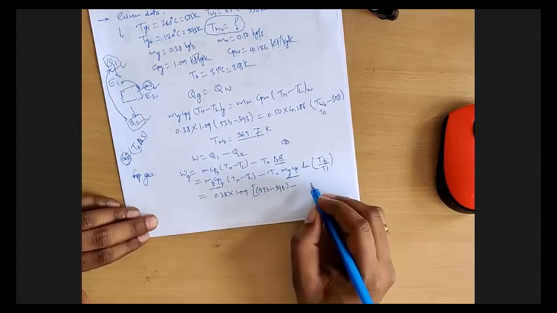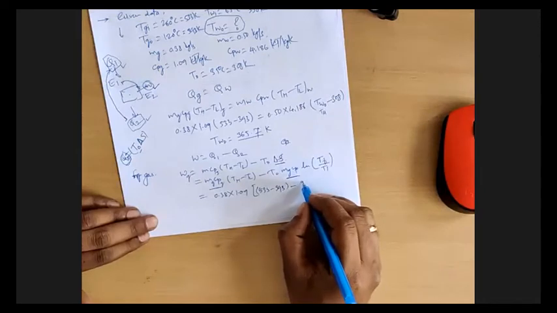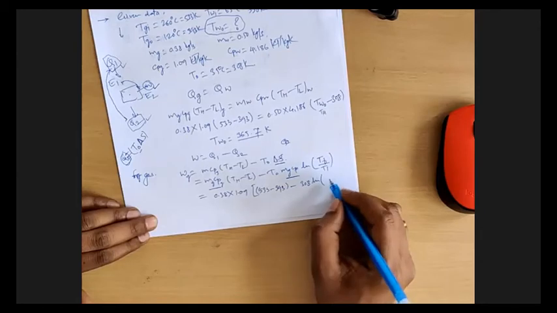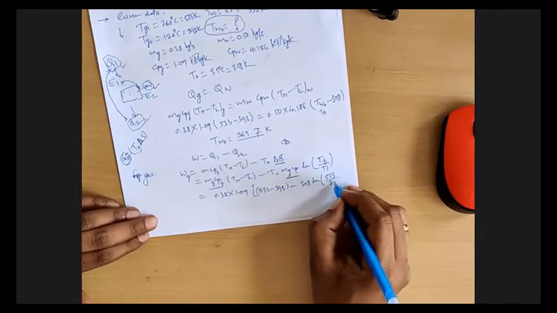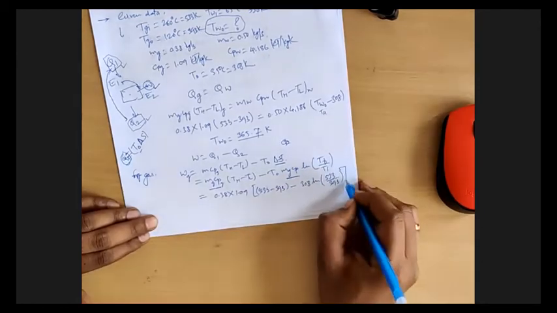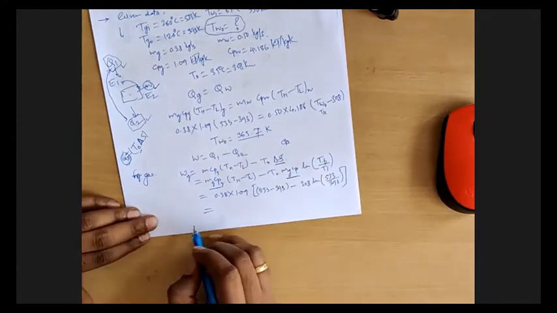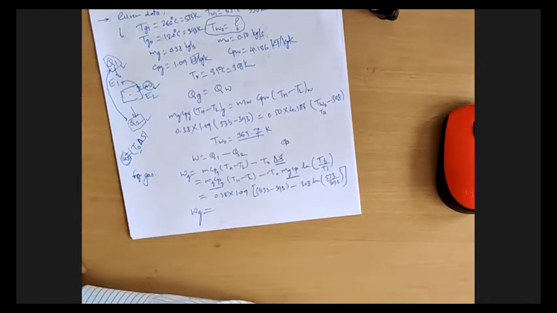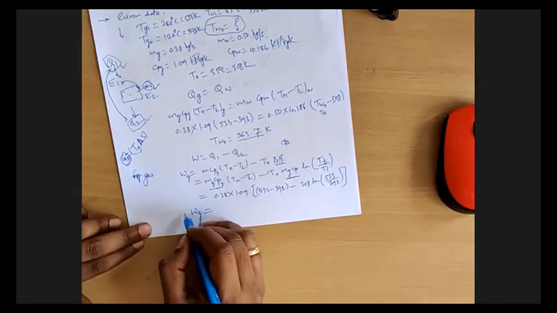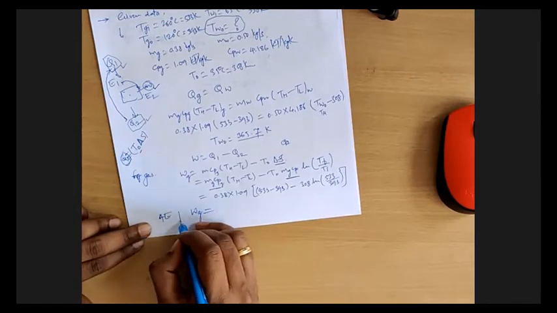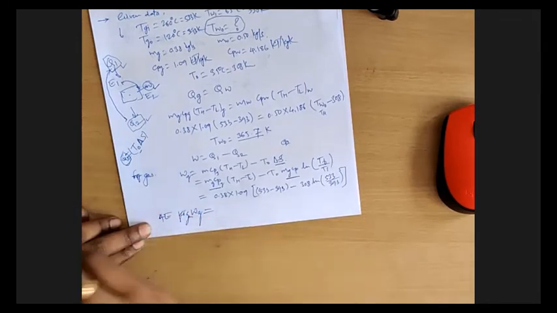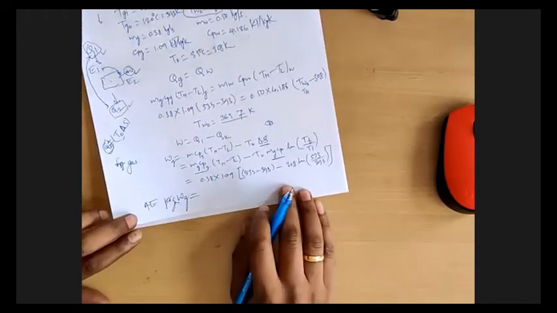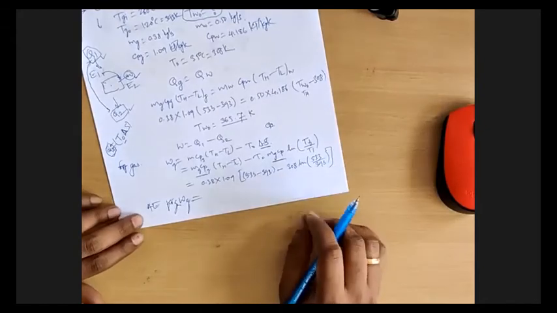minus T0, atmospheric temperature, which is 308, and ln of 533 by 393. Solve this one and calculate the W for the gas. W, that is nothing but the available energy for gas. Put these values in the calculator and let me know the available energy for gas.